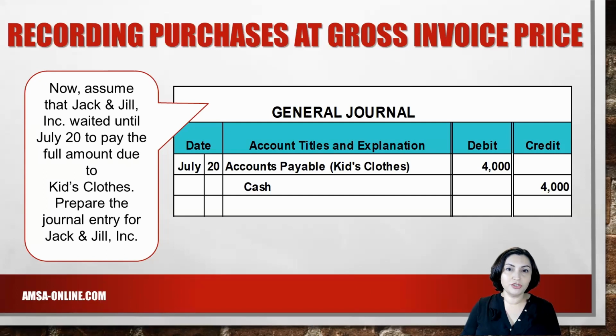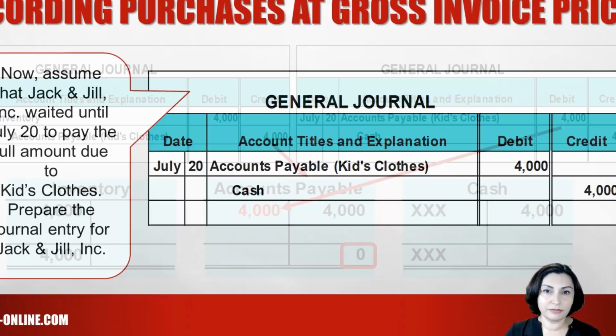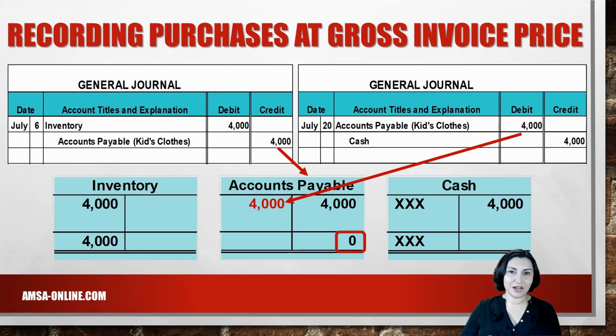Now, assume that Jack and Jill waited until July 20th to pay Kids' Clothes, which is outside the discount period. In this entry, Jack and Jill debits accounts payable and credits cash for $4,000. This payment must be for the gross amount since it is made outside of the discount period. Let's look at the T accounts.